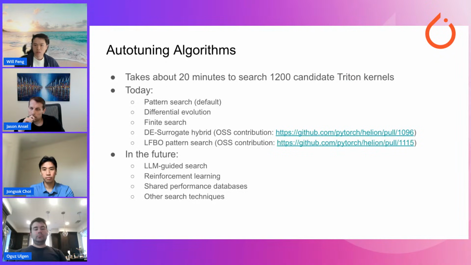In terms of auto-tuning algorithms, today we have pattern search, which is the default, and we have differential evolution and finite search. Now we also have two open source contributions, the DE surrogate hybrid and the LFBO pattern search. In the future, we are also looking into LLM-guided search, reinforcement learning, and other techniques.